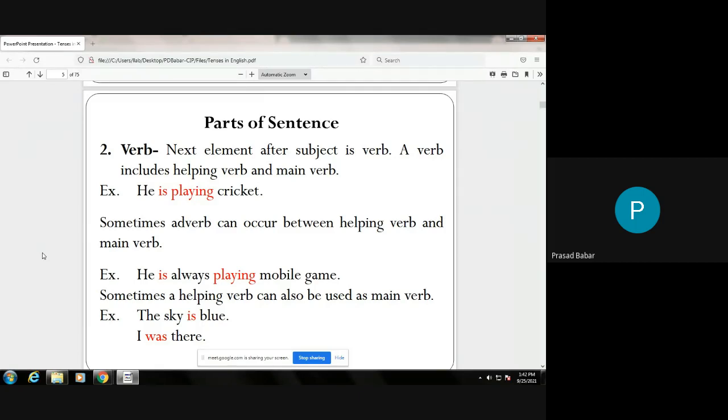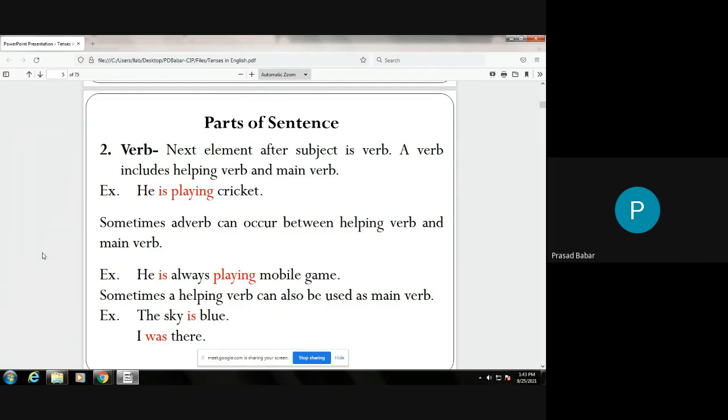Second example is I was there. So here in this example, I is the subject, was is the verb, that is helping verb, and there is the complementary part of the sentence. So was here works as a main verb of this sentence.